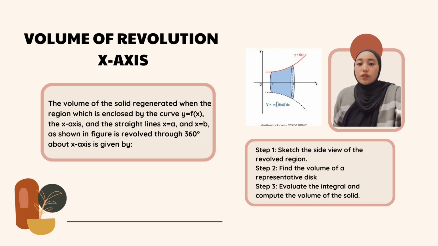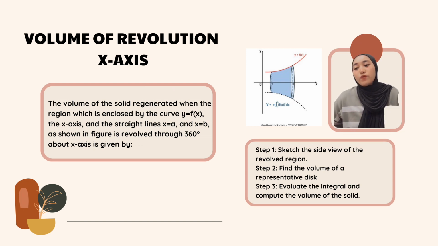Volume of revolution of x-axis. The volume of the solid generated when the region which is enclosed by the curve y equal to f(x), the x-axis, and the straight lines x equal to a and x equal to b, as shown in figure, is revolved through 360 degrees about the x-axis is given by. So as you can see, this is the figure that I mentioned before. To find the volume, volume is equal to pi integral a to b f(x) squared dx. So this is the few steps that you can use to calculate the volume.